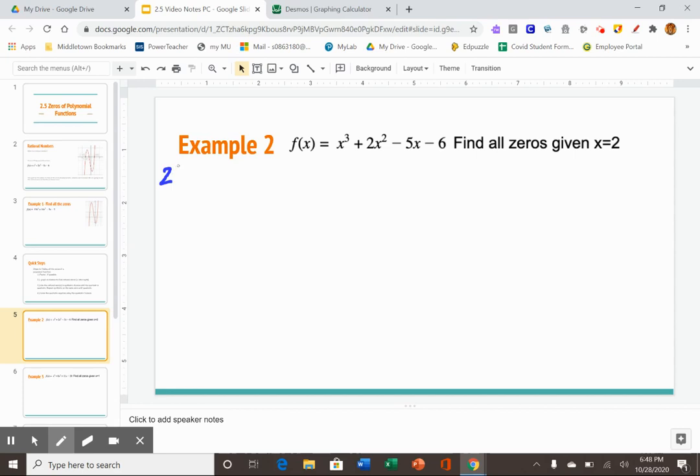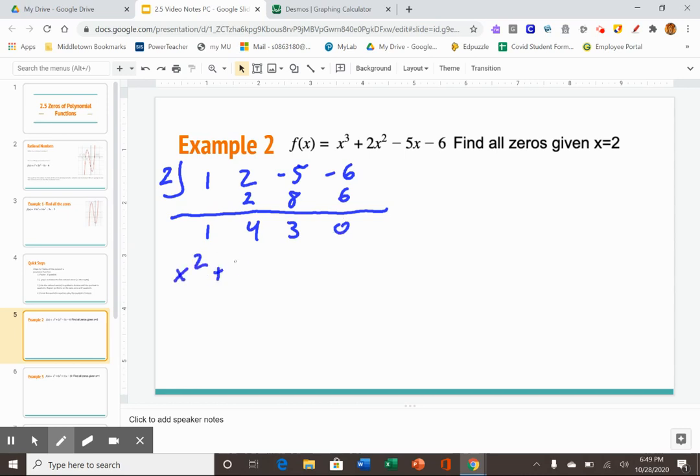So I'm going to put 2 in the little box. 1, 2, -5, -6. And I'm going to do my synthetic division. 1, 2, 4, 8. Then I get a 3, 6, 0. So this is x squared plus 4x plus 3. Again, the remainder is 0.